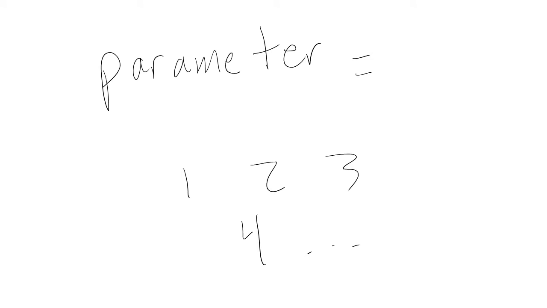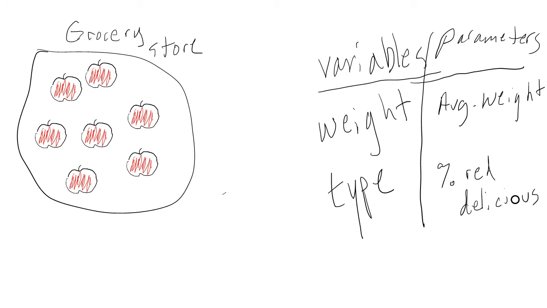A parameter is a numerical characteristic of a variable, or the relationship between variables in our population. For example, if we were to calculate the average weight of all apples in a grocery store, this would be a parameter. The average is a numerical characteristic of our variable weight.